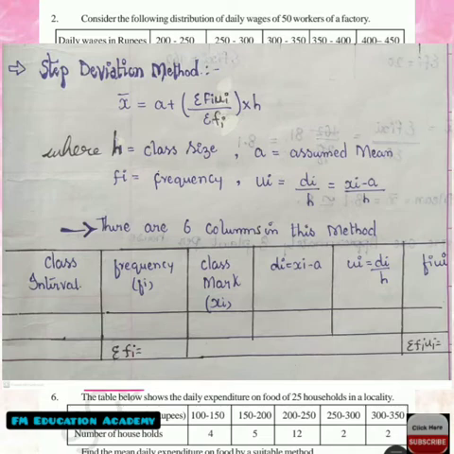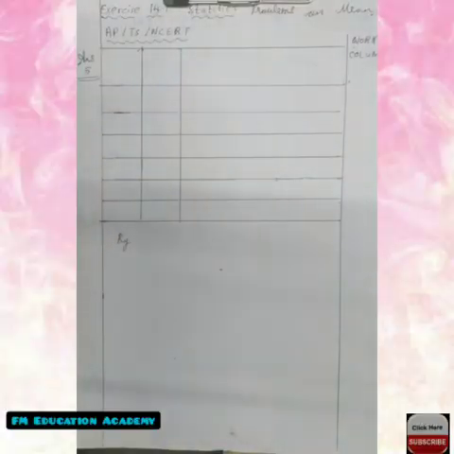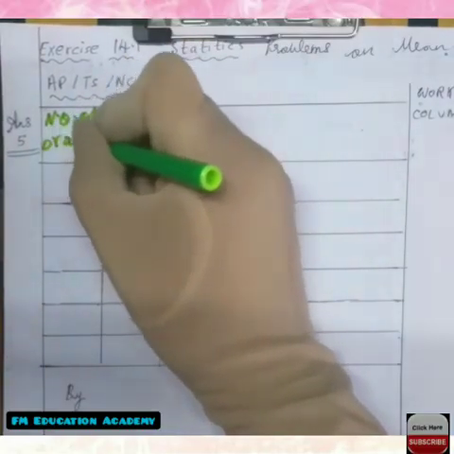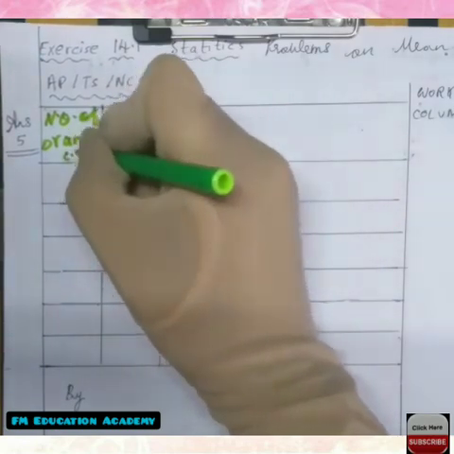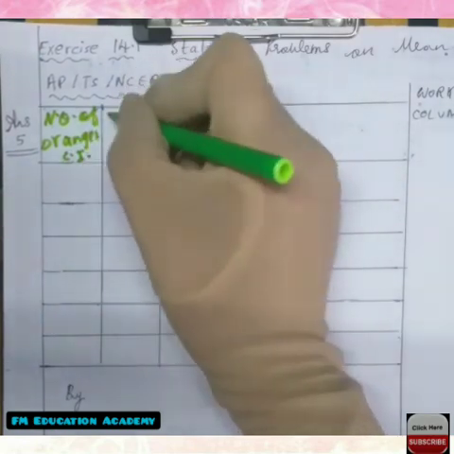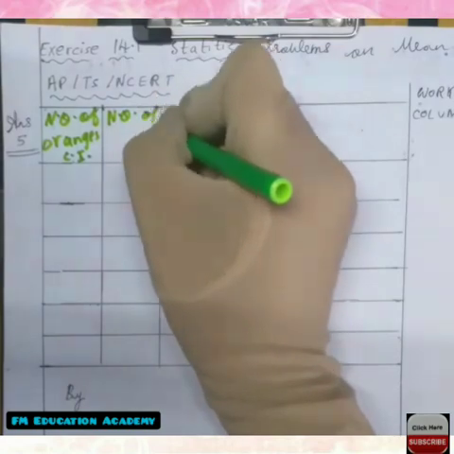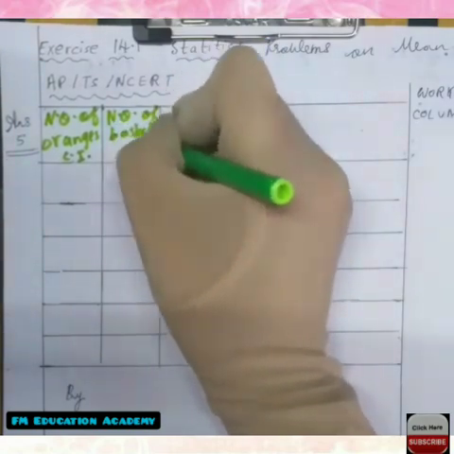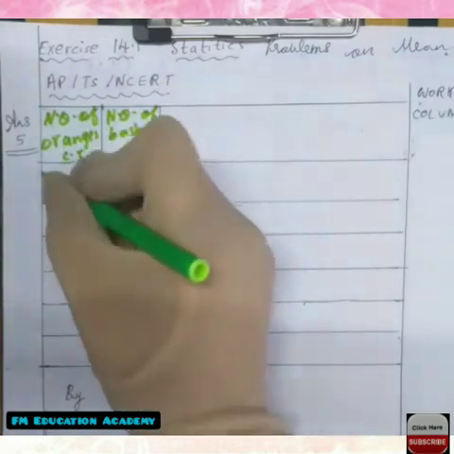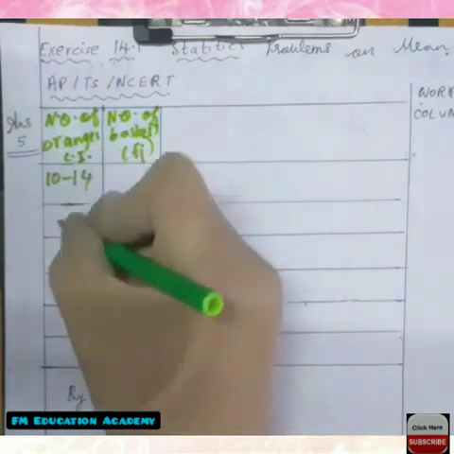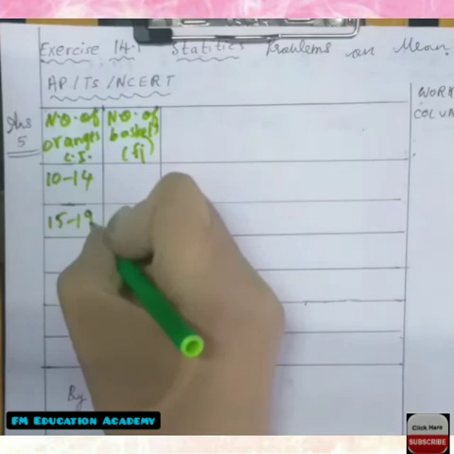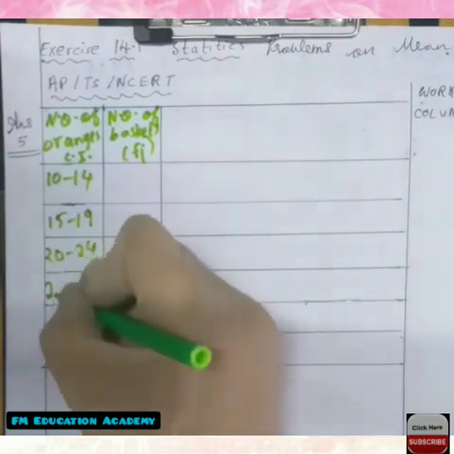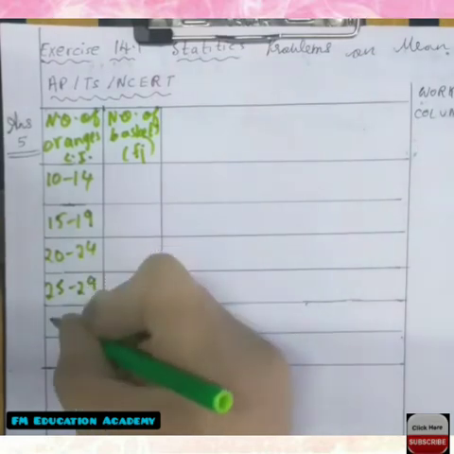fi into h. Fifth answer: number of oranges was my class interval, that is ci, and I had number of baskets, that is frequency fi. So these values were given to me as 10 to 14, 15 to 19, 20 to 24, 25 to 29, 30 to 34.